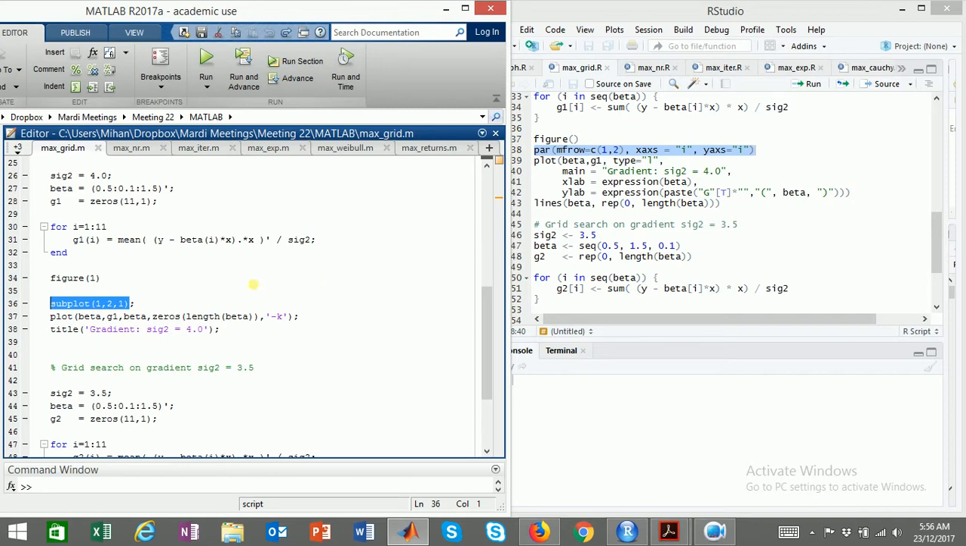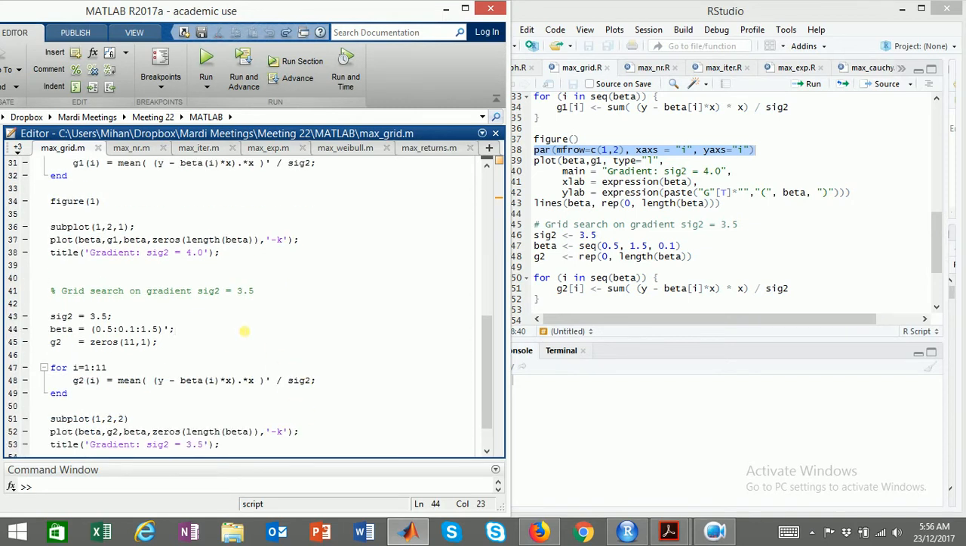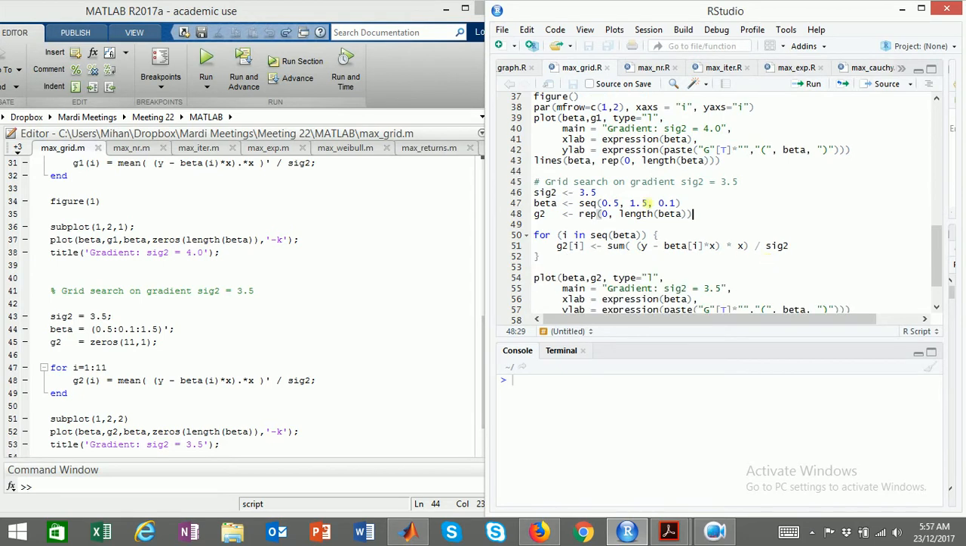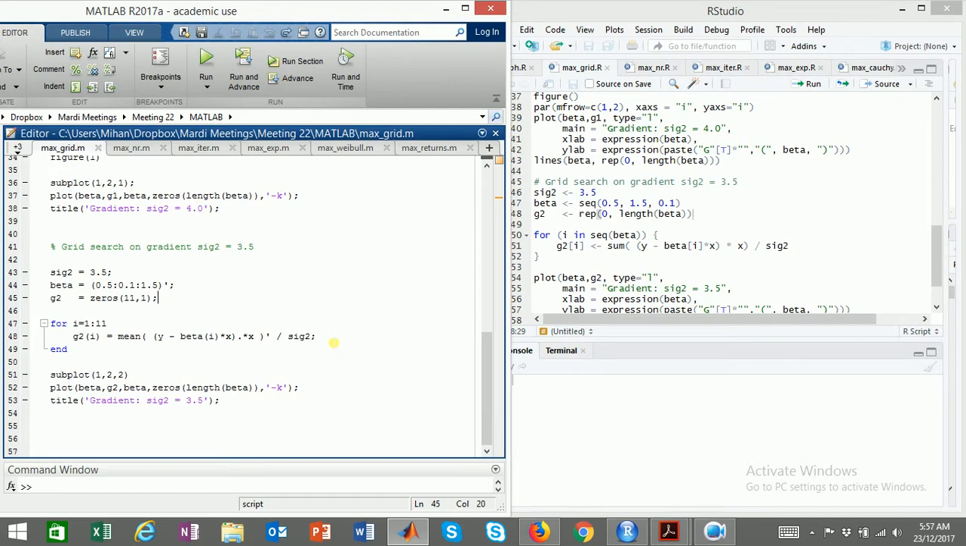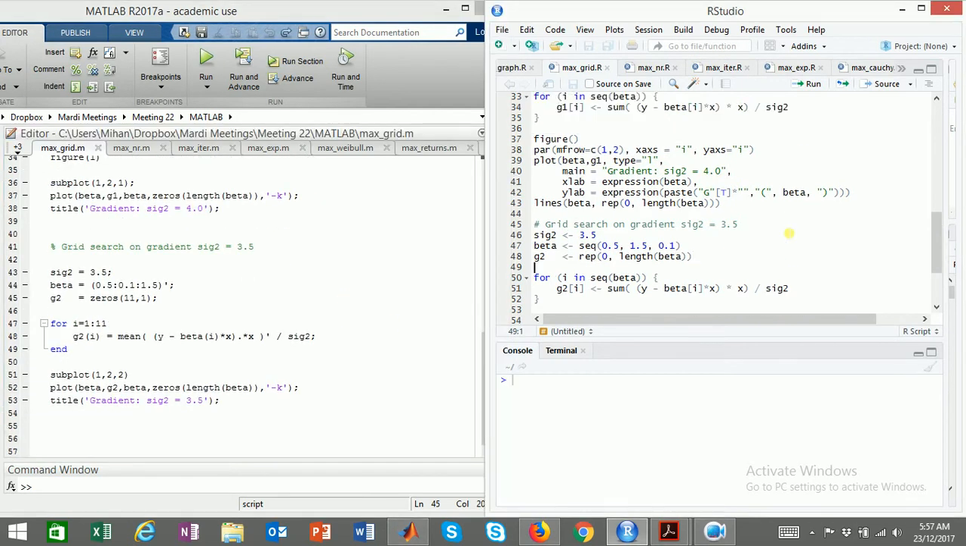Next stage is gradient search with sigma 3.5. This is also as before mentioned, no difference. Following that, that's all. This is the code.